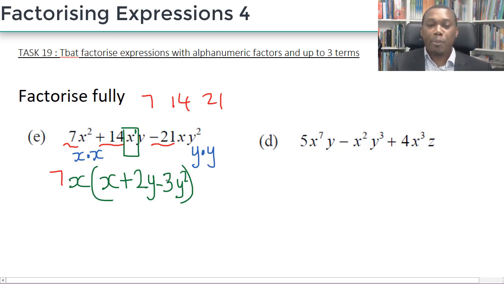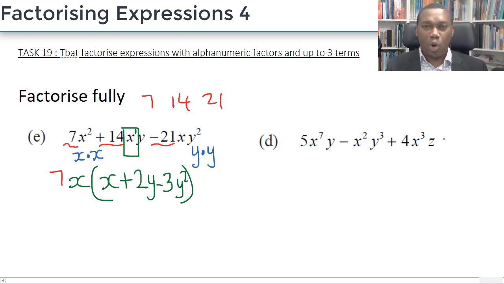You'll note inside the bracket, there are y terms and y letters in two terms, but not in all three. There's no common factors inside the bracket. That check, you can use it continuously throughout all these questions, checking if there's any common factor in the bracket. Have you factorized fully?